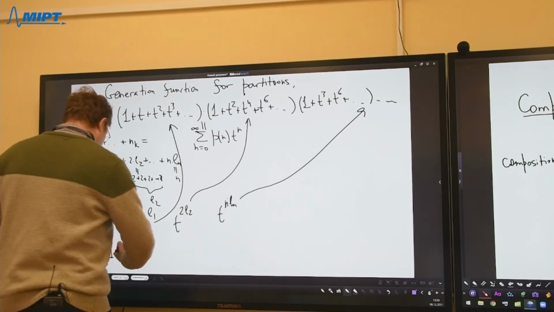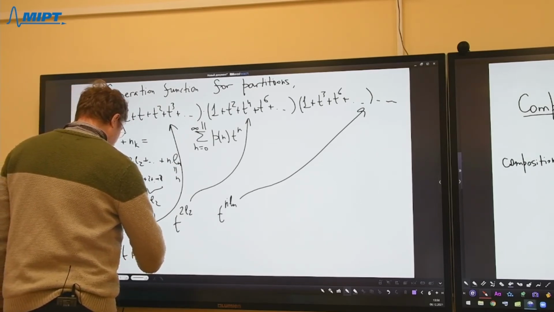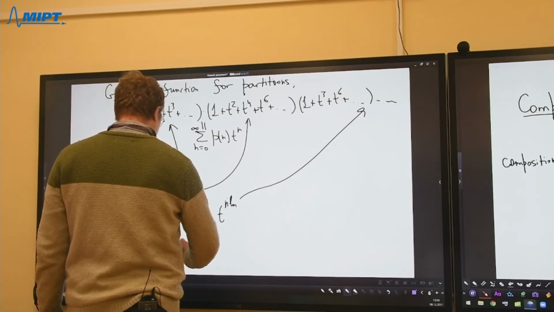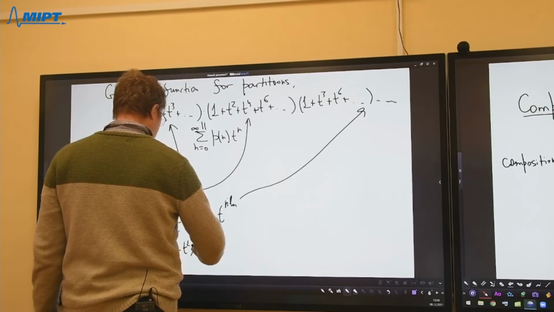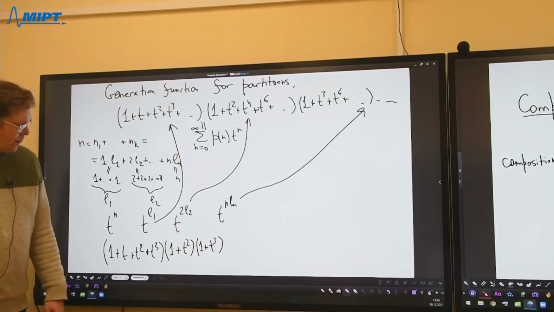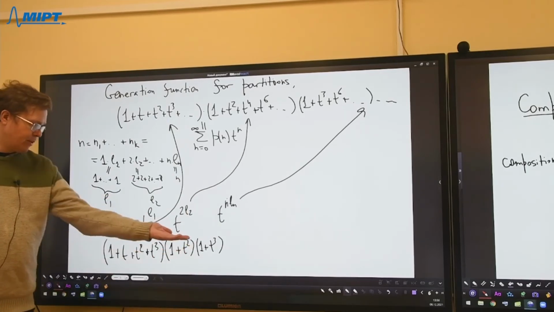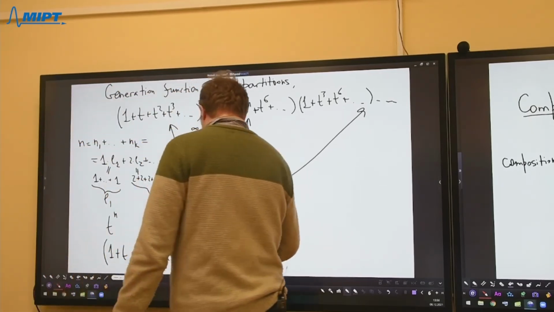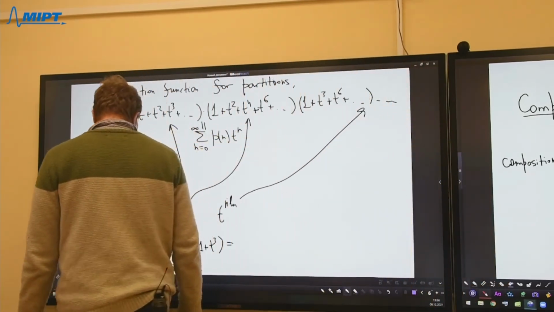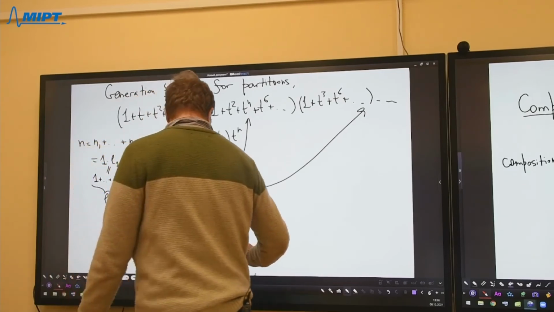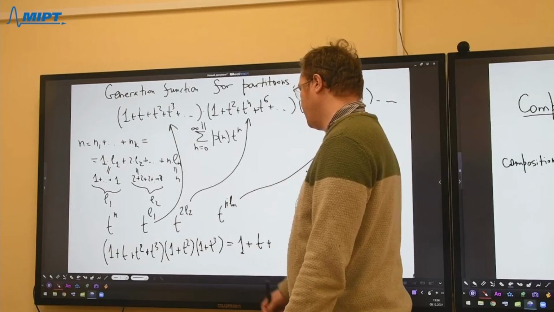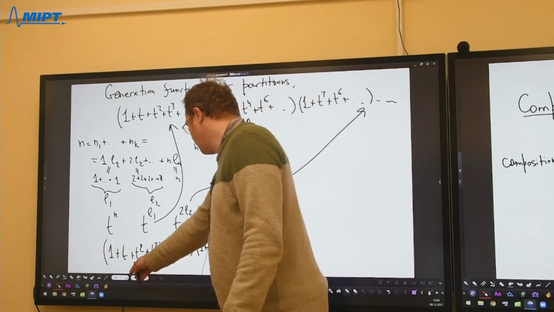So for example, if I took all the powers only up to t cubed, then I will have this product, because from other brackets I will take only 1. So if we want to calculate, we have 1, here we have only one option. For the square, we have options only this and this.